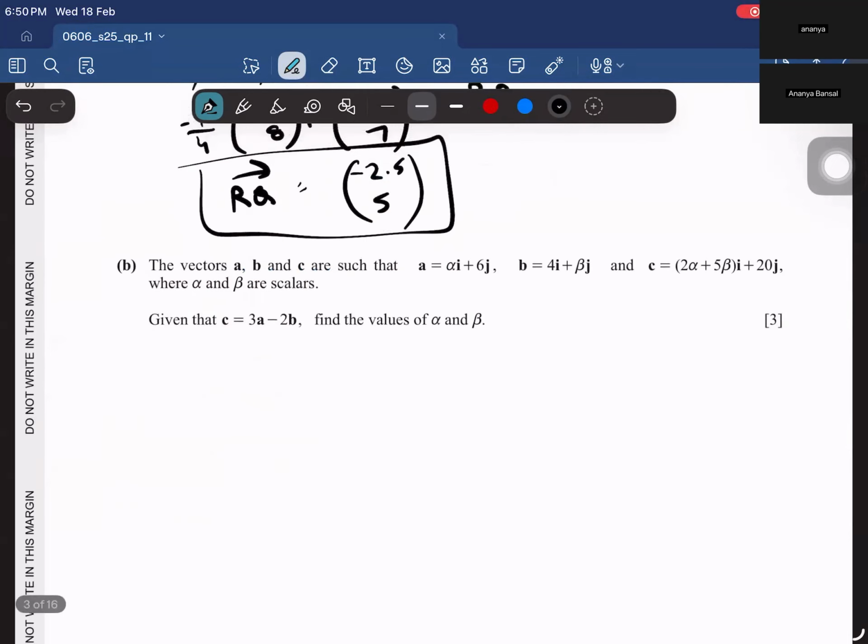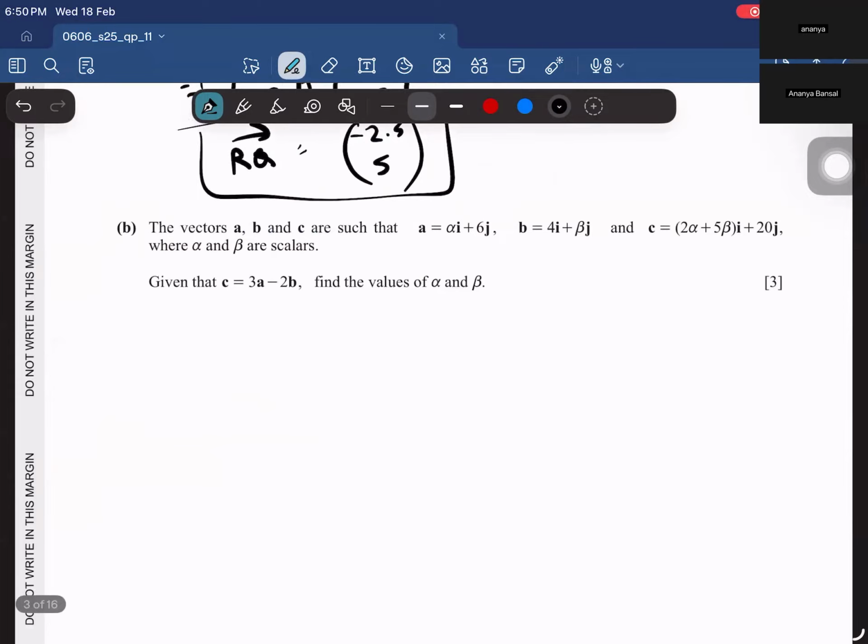Moving on to part B of the question, we're given vectors A, B, and C such that this, where alpha and beta are scalars. Given that the vector C equals 3 times the vector A minus 2 times the vector B, find the values of alpha and beta. The first step to solving this question would be to rewrite this equation by substituting in the formulas for vectors A and B.